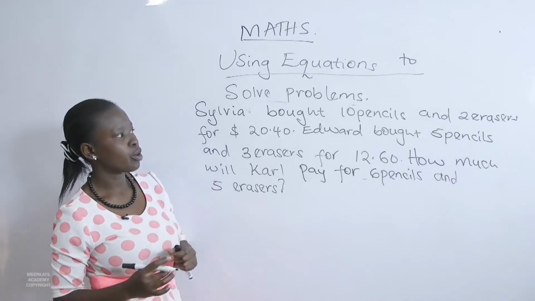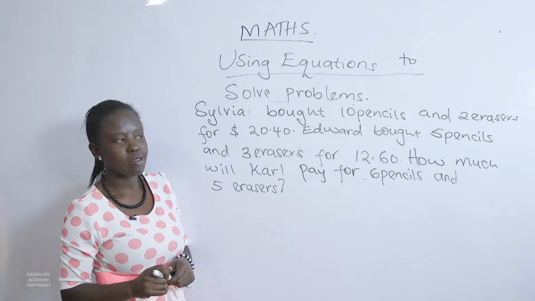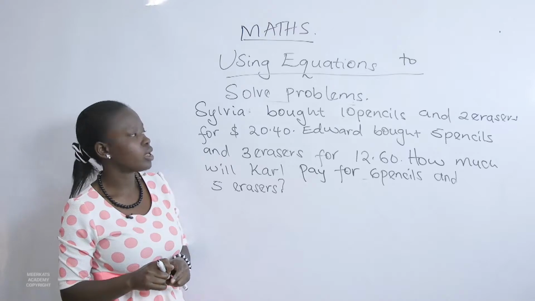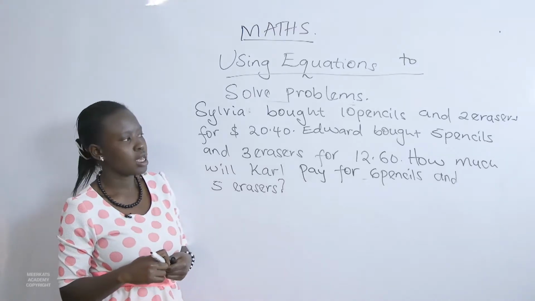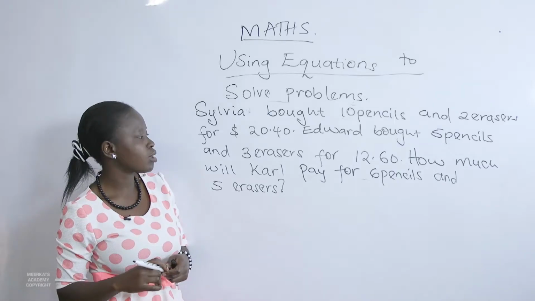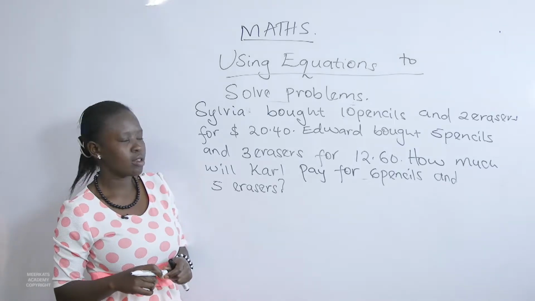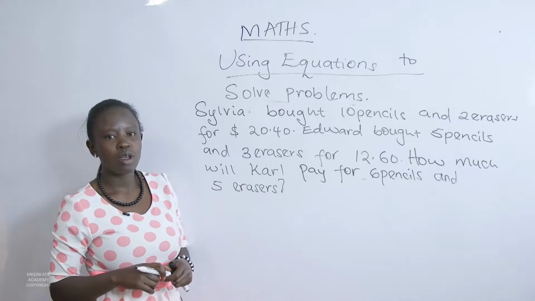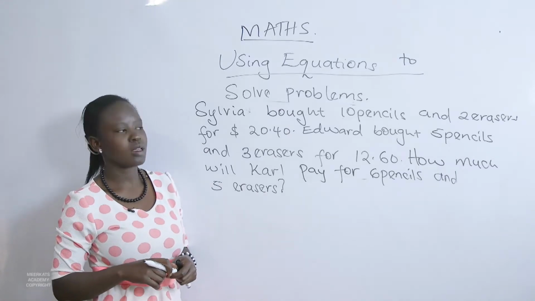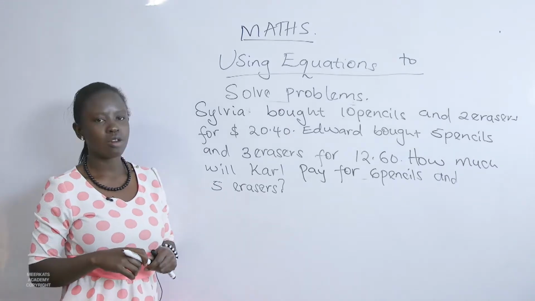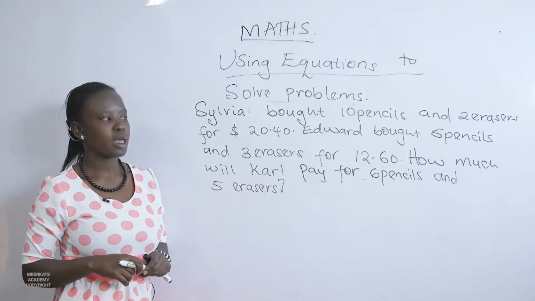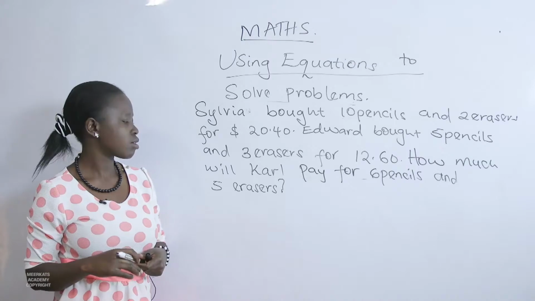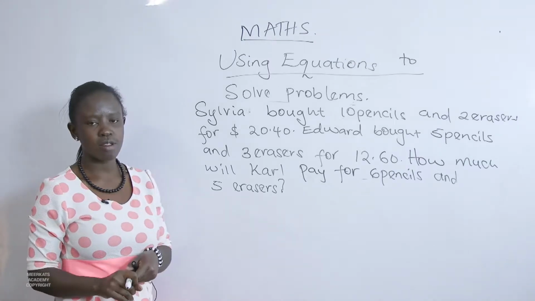So Sylvia bought 10 pencils and 2 erasers for $20.40. Edward bought 5 pencils and 3 erasers for $12.60. And we need to find out how much Carl will pay for 6 pencils and 5 erasers.